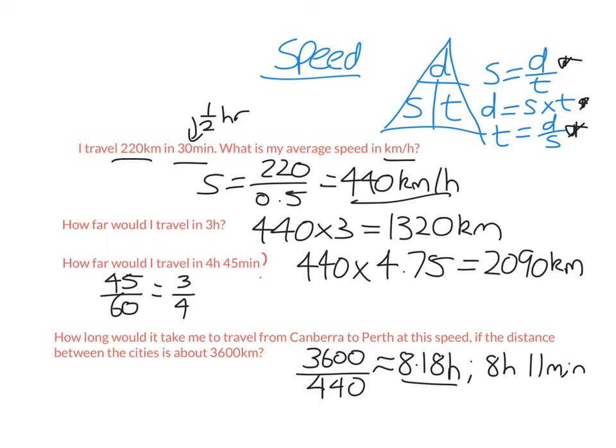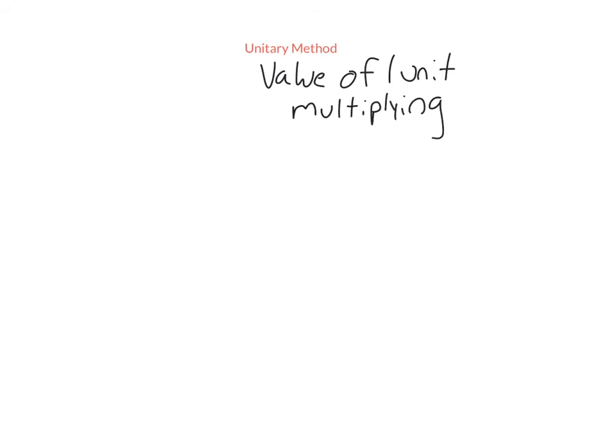All right, we're just going to look now quickly at the unitary method. So the unitary method is actually very similar to what we did when we were dividing quantities into ratios. What we do is we find the value of 1 unit and then we end up multiplying. So very similar to what we did when we're dividing quantities into ratio. We find the value of 1 part and then multiply. Let's look at some questions that require the unitary method.